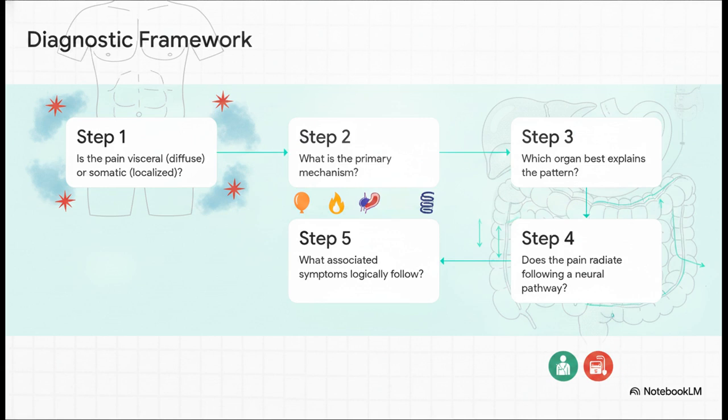Step 3. Based on the location and that mechanism, which organ best explains the pattern? Step 4. Does the pain radiate following a known neural pathway, like up to the shoulder or straight through to the back? And finally, step 5. What associated symptoms, like vomiting or shock, logically follow? Answering these specific questions transforms abdominal pain from a frustrating memory game into a masterful physiology-based framework.